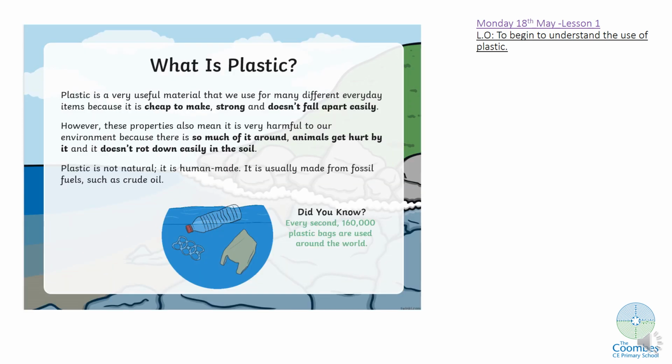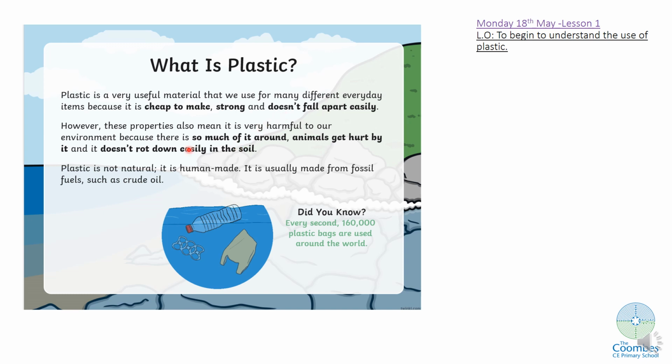Right then, so the first thing we need to think about is, what is plastic? We have already discussed that plastic is a material that we can use to make lots of different things. And it's a very useful material. It's used for many different things in our everyday lives. And because it's used all the time, it's very helpful because it's cheap. And that means it doesn't cost a lot of money to make things from plastic. It's also very strong and it doesn't fall apart very easily.